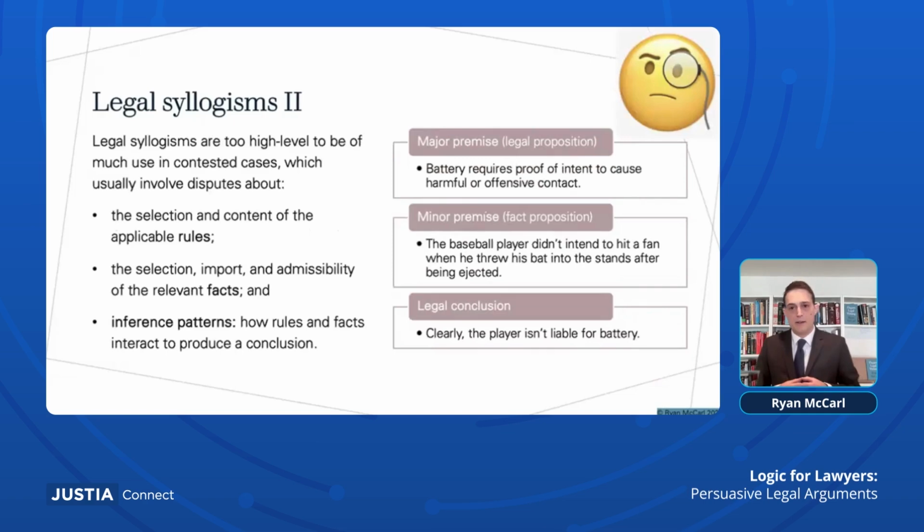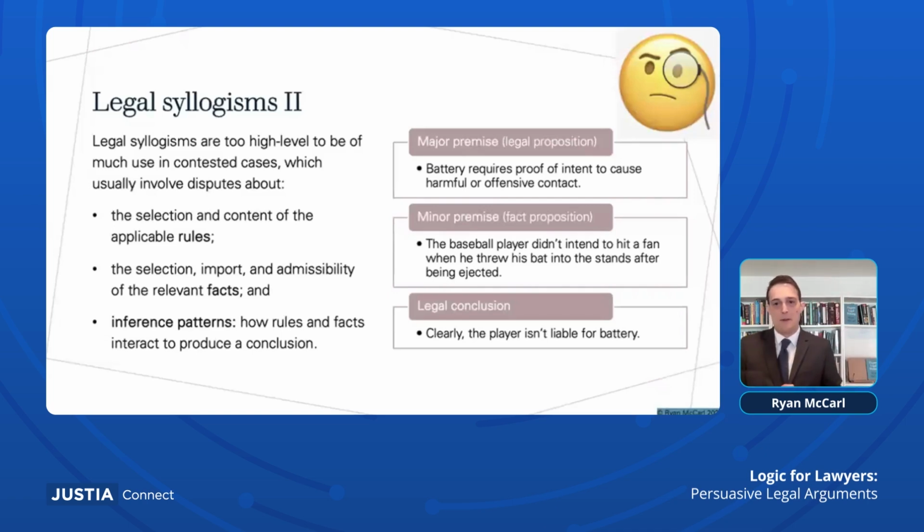The reason is that the real nub of legal argumentation usually occurs in arguing about the premises. So what is the rule really? How are we to interpret this rule in situations like this one? And then what are these facts? Even if the facts are agreed upon, as when you're on appeal and there are findings that aren't challenged, there's usually a way to characterize the facts as falling within the rule or not. So once again, you have that mutual adjustment of the premises, but the premises themselves are going to be attacked. Therefore, they need to be defended, and the syllogism by itself doesn't tell you how to do that.